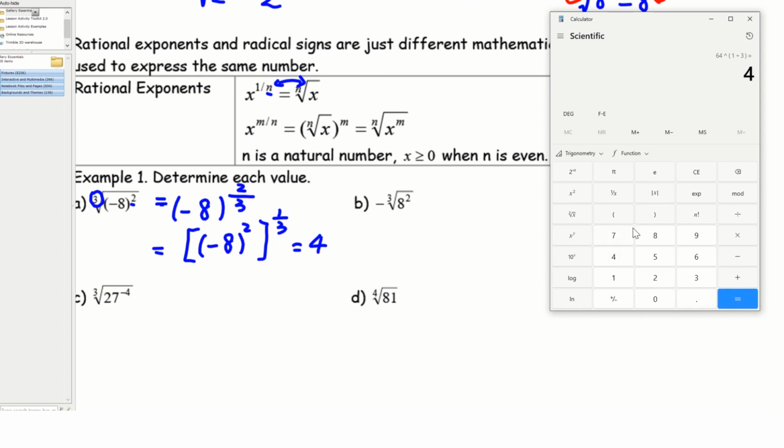And I will try typing in -8 to the fractional exponent 2 over 3 to see if it works.